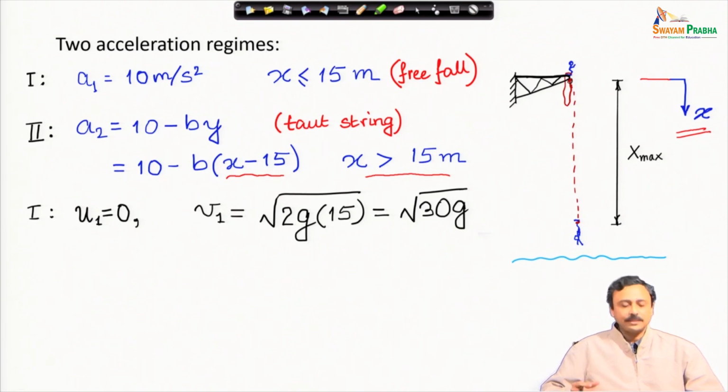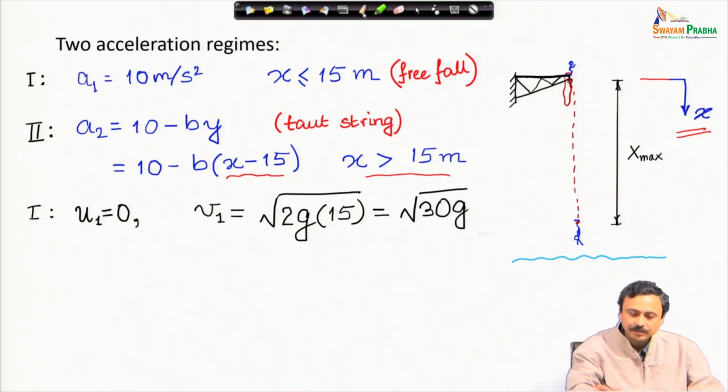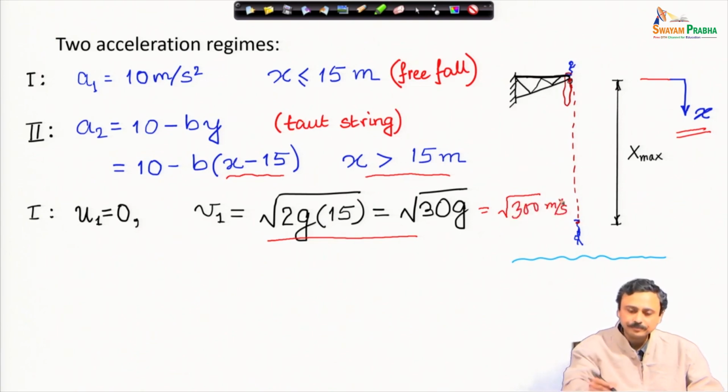Now I start integrating. Acceleration is constant, the jumper starts with 0 initial velocity, so u1 is 0, and v1, that is the velocity at the end of the free fall, will be under root 2gh, which is all known to you. So it is under root 30 g, and g is 10, so this is under root 300 meter per second.